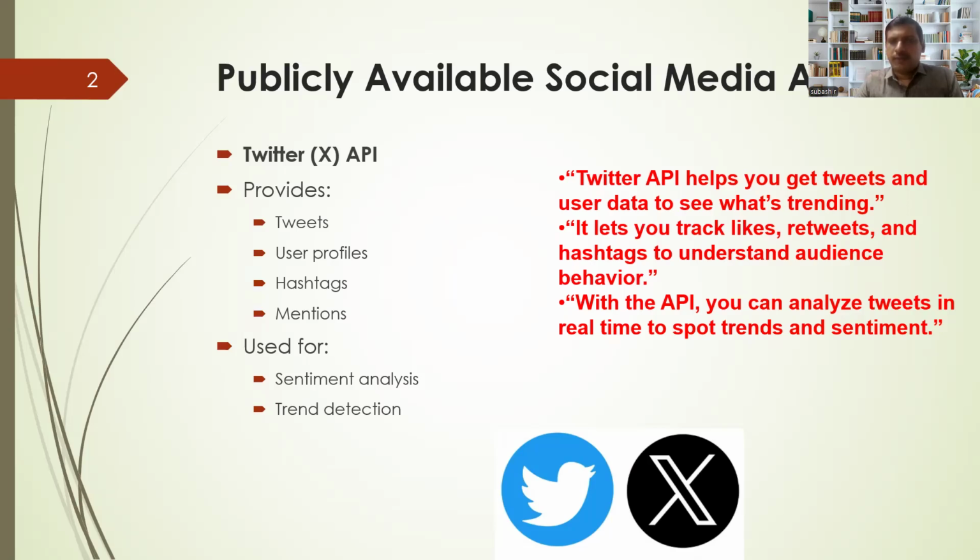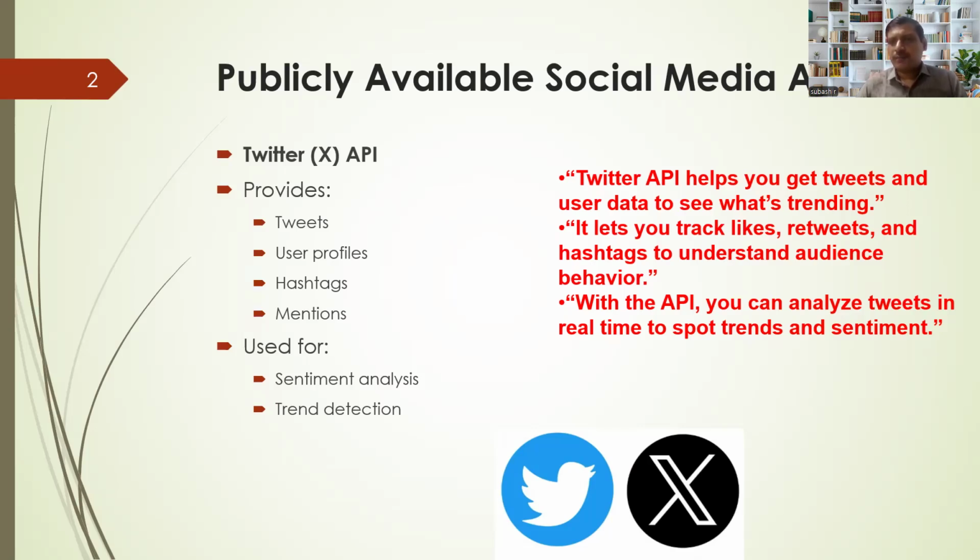When I develop an application and want to access Twitter data for some processing, I can do it with the help of the Twitter API. What will the Twitter API provide? It will provide the tweets, user profiles, hashtags and mentions. Everything will be shared to the publicly available domains. It lets you track likes, retweets, and hashtags to understand the audience behavior.